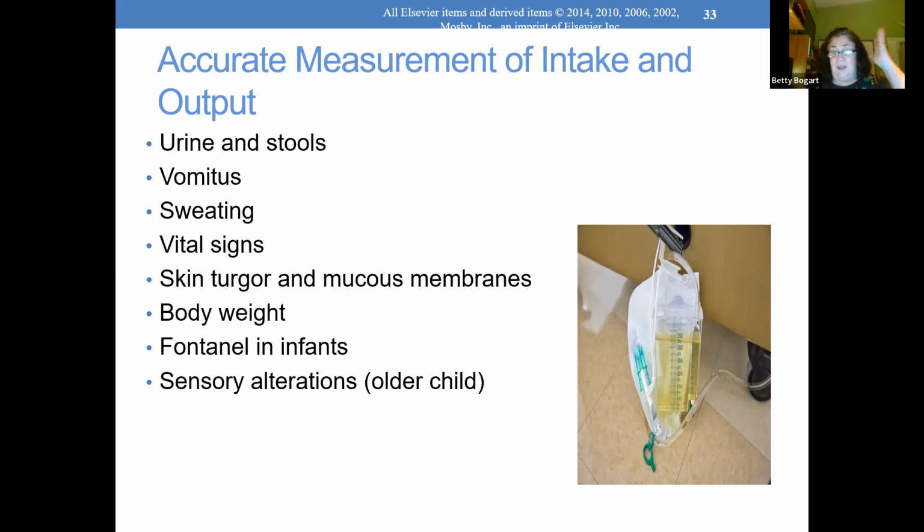And those fontanelles I love. You can look at them and see, is it bulging too much or is it sunken? It's a very good assessment tool. As a child gets older and is becoming dehydrated, they tend to get a little bit confused, and tend to not be fully conscious. And the parents ask, what's going on with the child? Well, it has to do with dehydration.